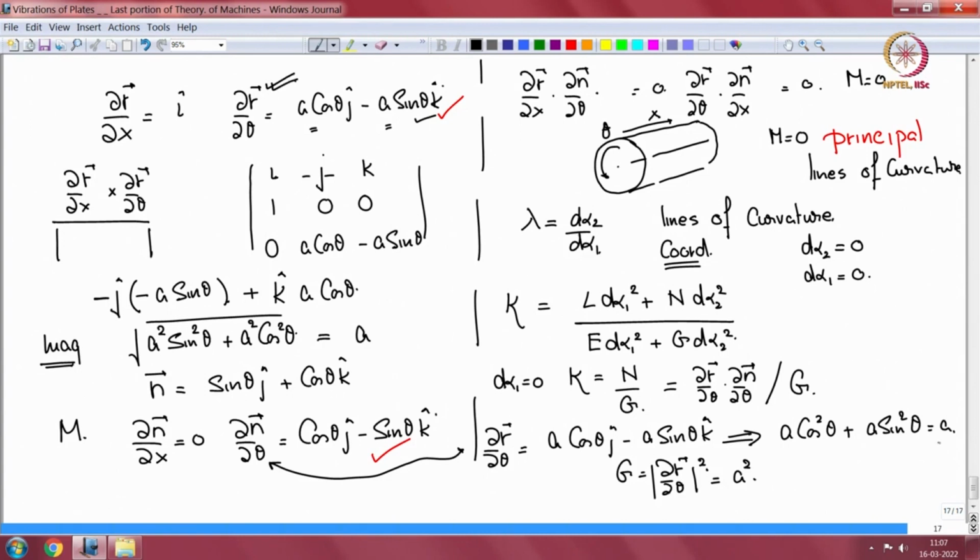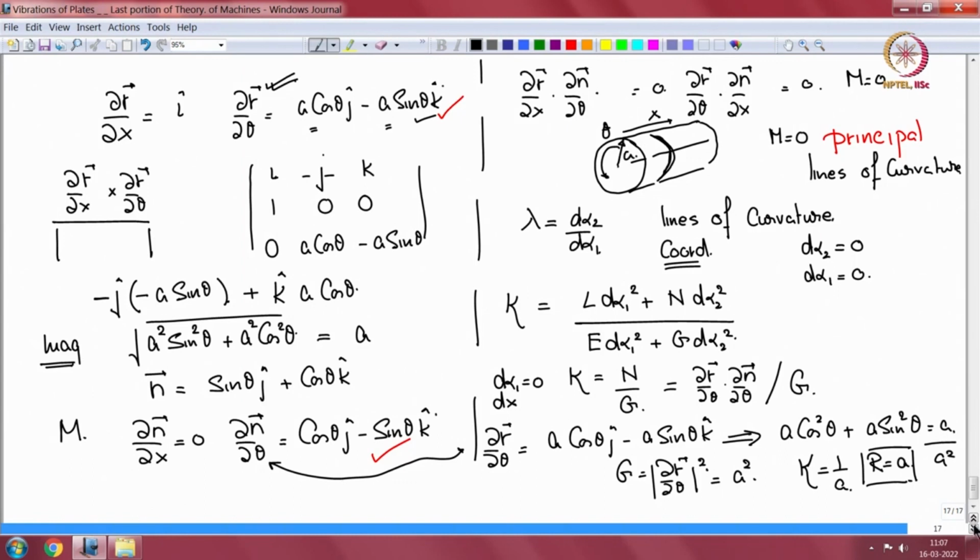So if I divide this by a squared, I get 1 over a. So the curvature kappa is 1 over a, or the radius of curvature is a, which is true, right. d alpha 1 is dx. So the radius of curvature in that direction is a.